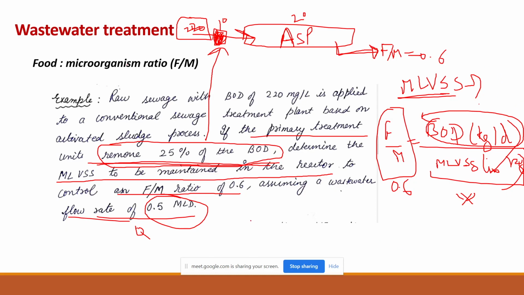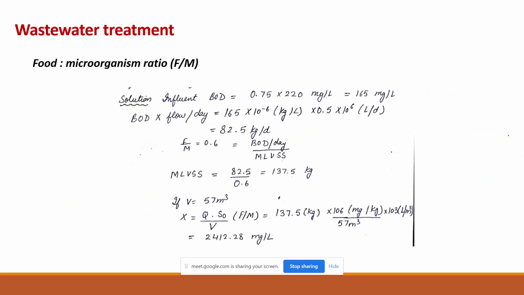First, it is saying that 25% of BOD is removed. So that means what is left is 75%, right? So the BOD remaining in secondary will be 75% of 220. So that will give you the actual BOD value. After getting the actual BOD value, you multiply it by flow rate, that will give you BOD in kg per day. Okay. So let's see how it's actually done.